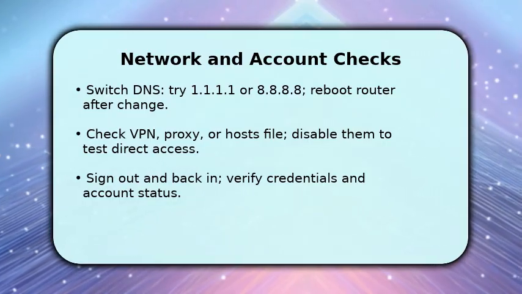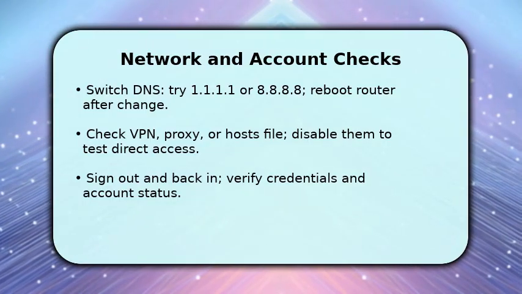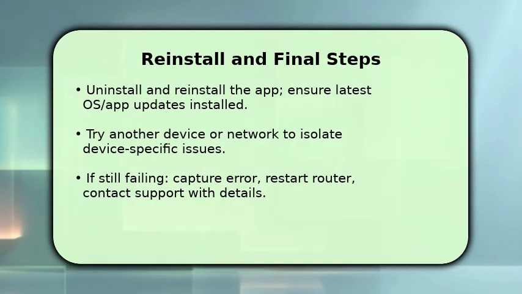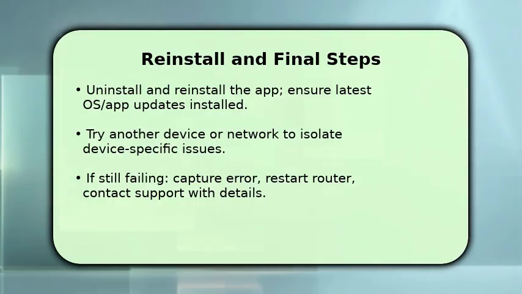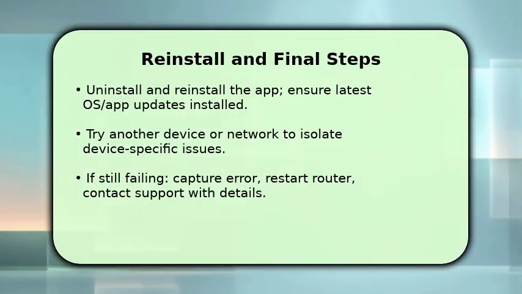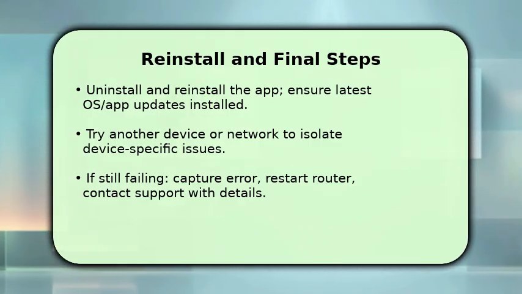Finish with reinstall and isolation steps to resolve stubborn issues. Uninstall and reinstall the Twitter app, then install any pending OS updates because corrupted app files or outdated software often block loading. If problems persist, test Twitter on another device or a different network to pinpoint whether the issue is device, account, or network related. If none of this works, capture the exact error message or behavior, restart your router once more, and provide those details to support for focused troubleshooting.